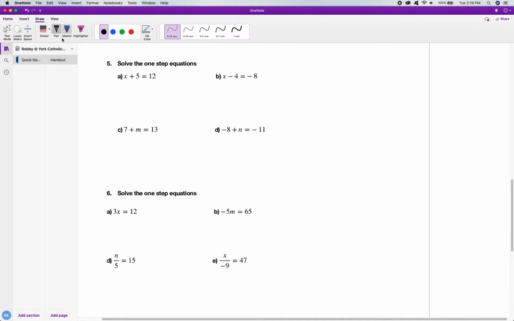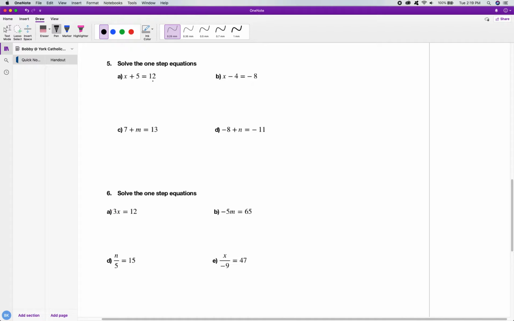For the second part, we're solving equations, solving one-step equations. What we're doing here is thinking about what something plus 5 is 12. Now, some of these are going to be very easy because they're one-step equations. But we've got to go through the techniques so that we know how to do them when they're more difficult.